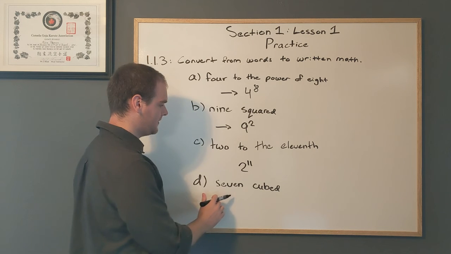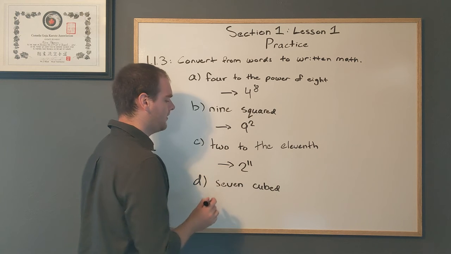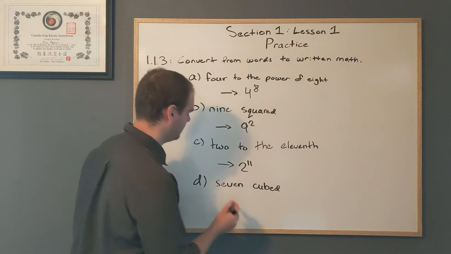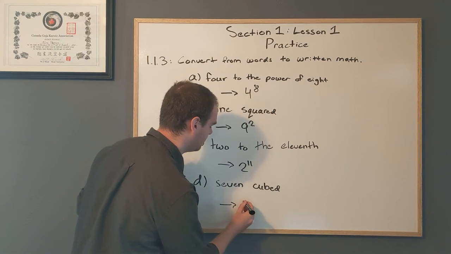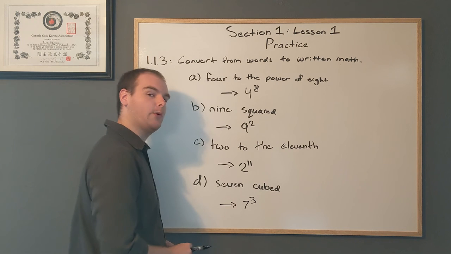Part D here, 7 cubed. Recall again that cubed is one of the special ones, this one referring to 3. So we have 7 to the power of 3, or 7 cubed.